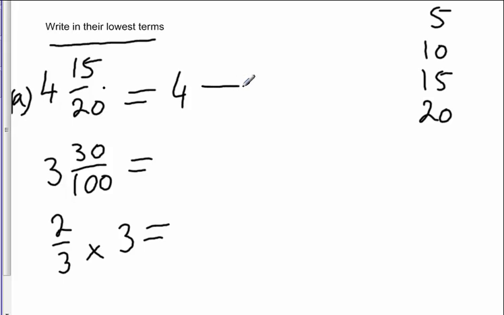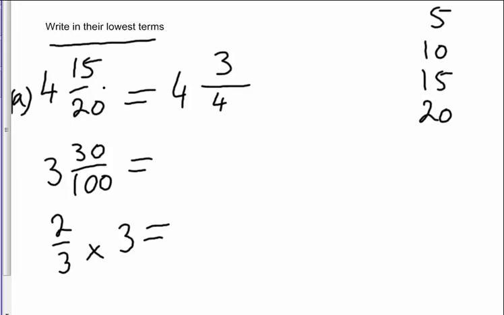And so I see that 5 will go into 15 and 20. So my next part then is how many 5s are in 15? Well, there's 5, 10, 15, that is 3. And then how many 5s are in 20? 5, 10, 15, 20 is 4. And so 4 and 15 twentieths in its lowest terms is 4 and 3 quarters.